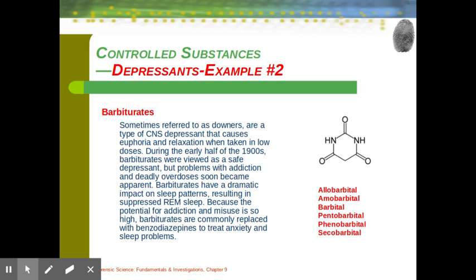All right, then we've got depressants. Example number 2, barbiturates. So sometimes these are referred to as downers.